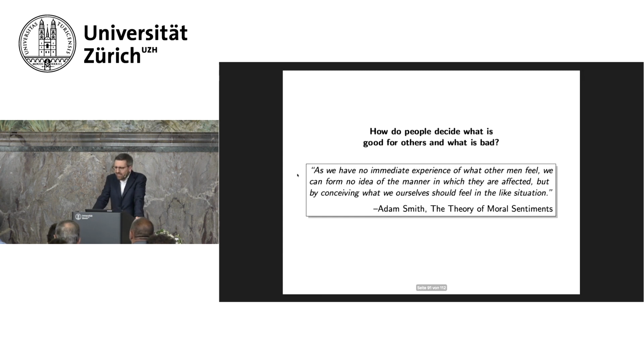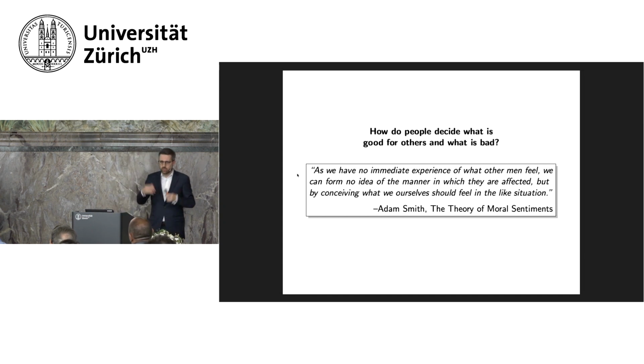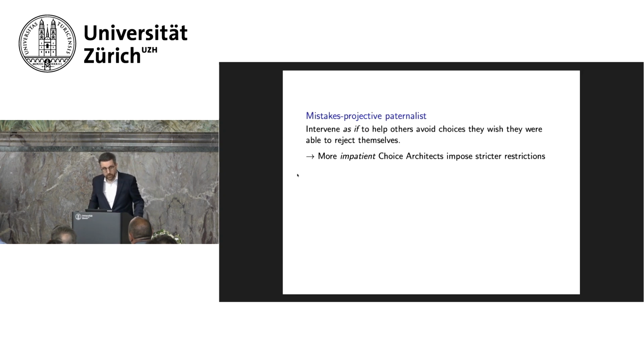But how do they actually decide what's good and what's bad? If you believe the other person doesn't know what's good for them, how do you know what's good for them? That seems even a bit more difficult, right? So Adam Smith already had a hypothesis about that. He said, well, we don't have an immediate experience of what other men feel, so we can form no idea of the manner in which they're affected, but by conceiving what we ourselves should feel in the like situation. So you try to put yourselves into other people's shoes, and based on that, you try to help them make better decisions.